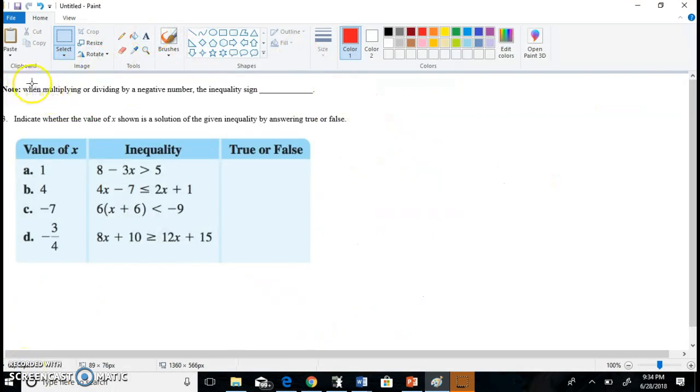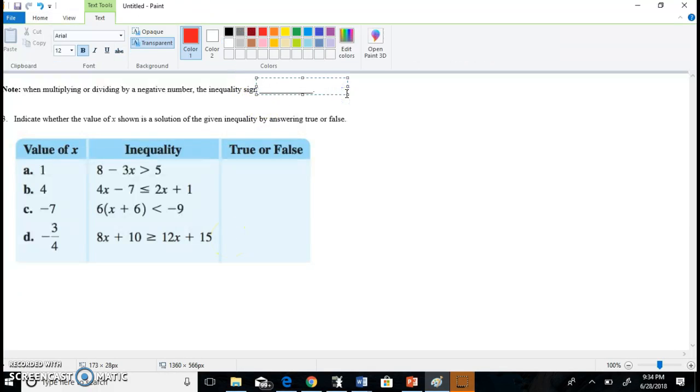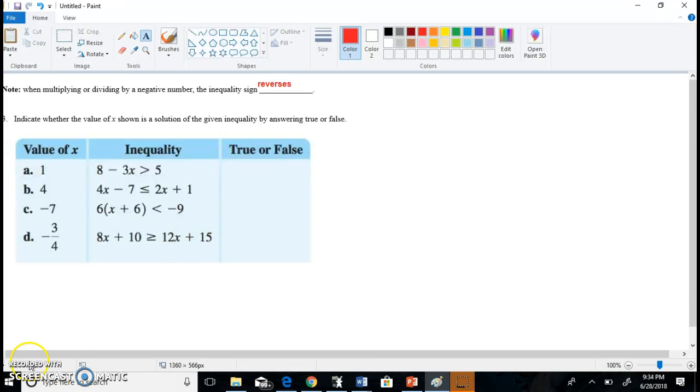Okay, so then right below number 2 it says, when multiplying or dividing by a negative number, the inequality sign, so you can either say that it reverses, or you can say it flips.